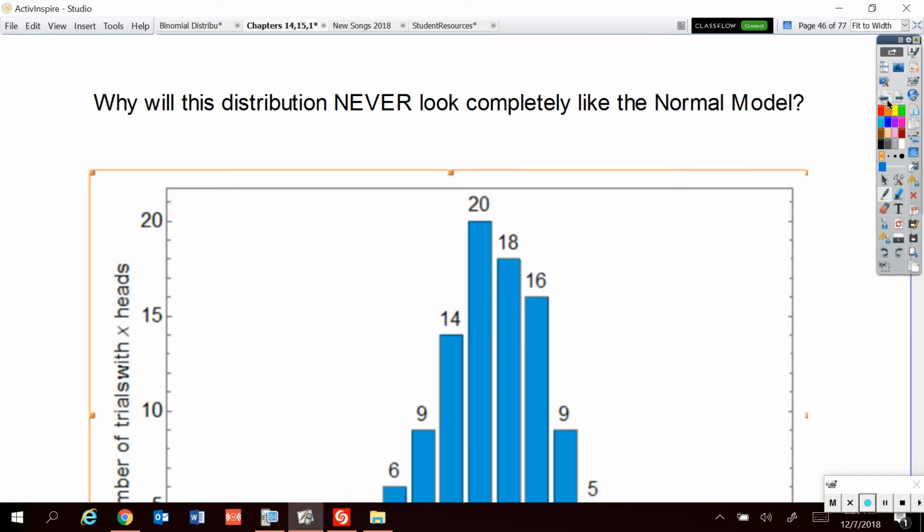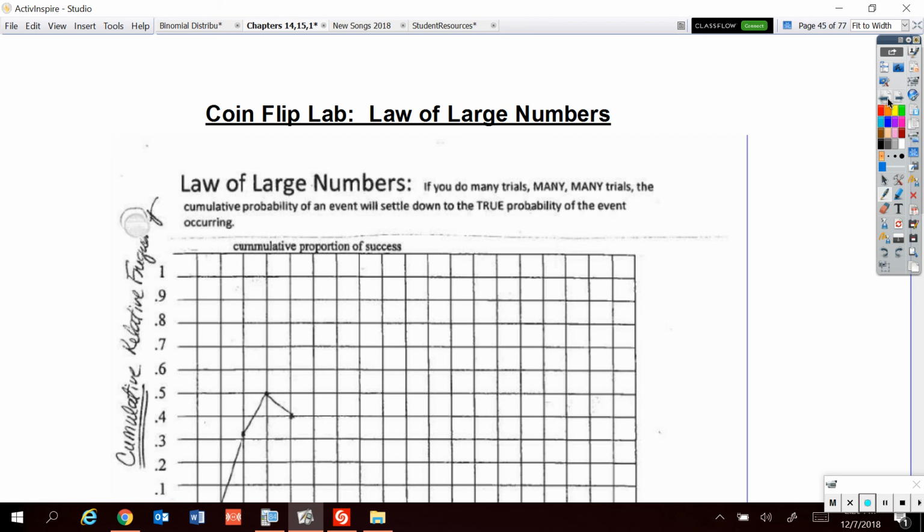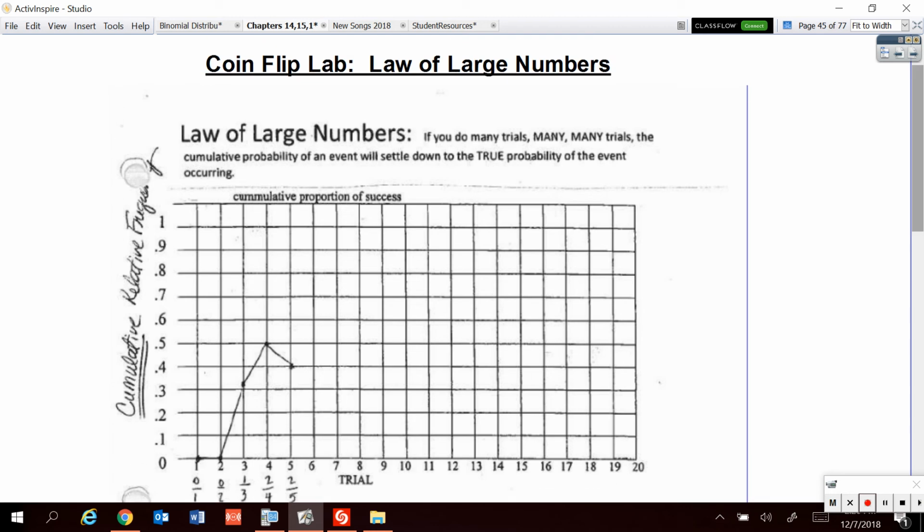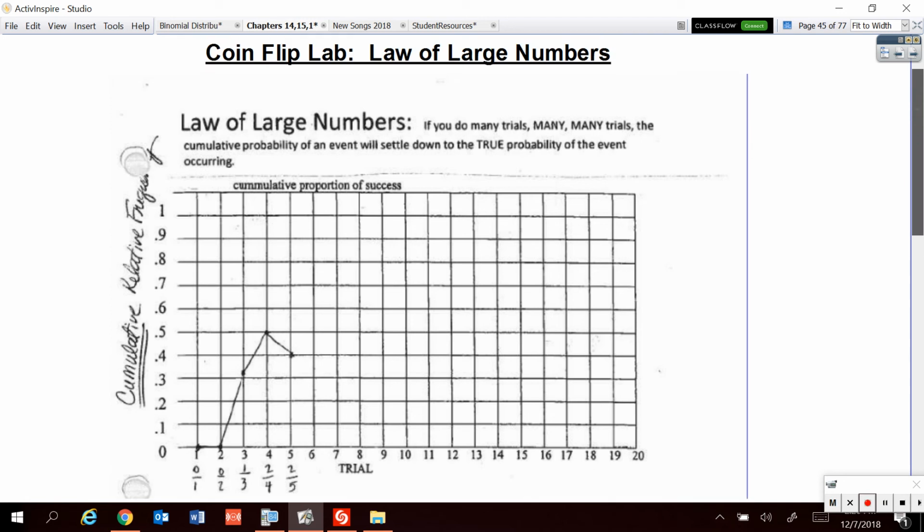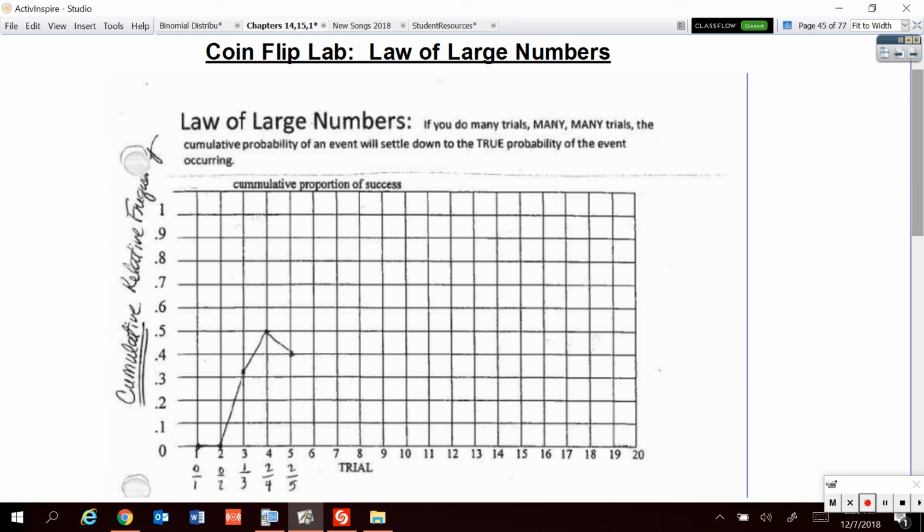But before we even look at that, I want to talk about that coin flip lab we did before. Do you remember this coin flip lab where we flipped our pennies? What did we do with our coins? We flipped them how many times? Do you remember? Good, we flipped them 20 times.